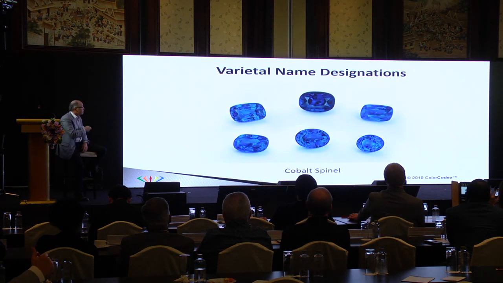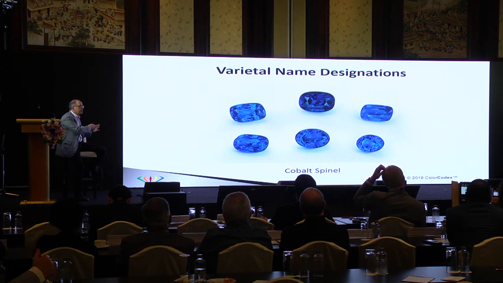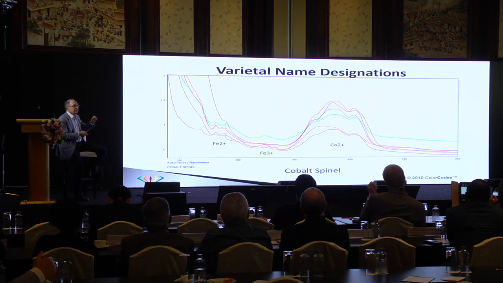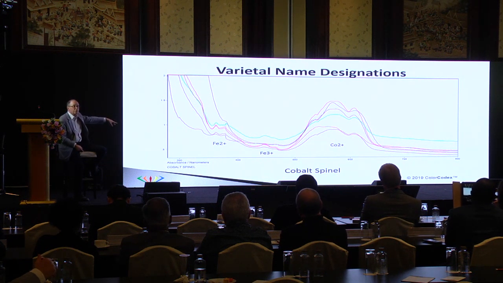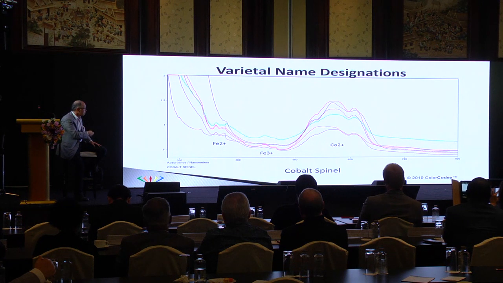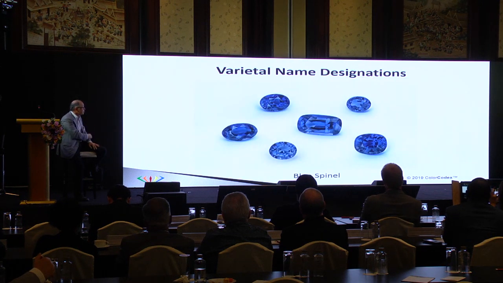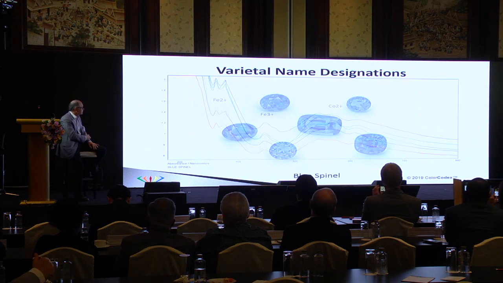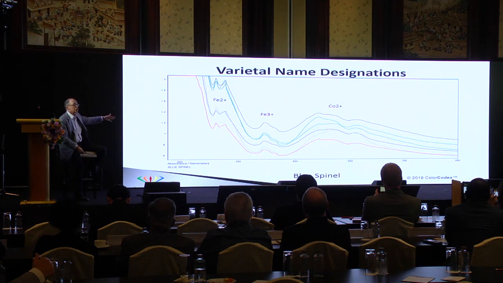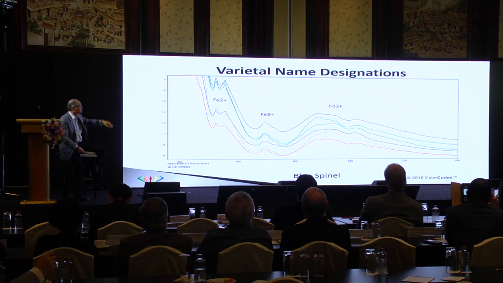When we talk about cobalt spinel, we can look at the spectra and find that these are stones dominated by cobalt 2+ absorption. They have minor influence of Fe2+ and Fe3+, but really the dominant absorption and chromophore is related to cobalt. When we look at blue spinel, there's a difference: here we have a much stronger influence of the ferric and ferrous iron absorptions relative to the cobalt 2+ absorption.